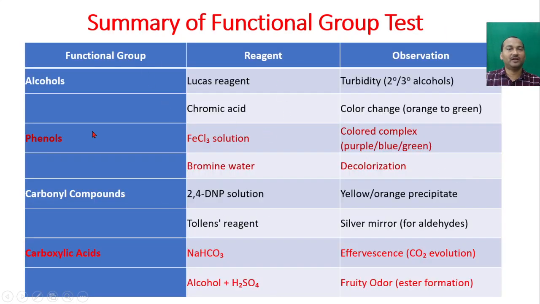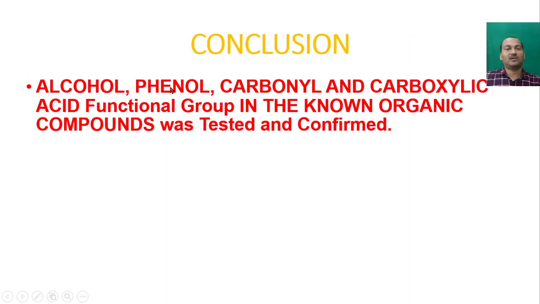So this is the summary. For alcohol you have to use Lucas reagent or chromic acid. For phenol you have to go for ferric chloride or bromine water. For carbonyl compounds you have to go for the 2,4-DNP test or the Tollens test. For carboxylic acid you have to go for sodium bicarbonate or alcohol and sulfuric acid. In conclusion, the alcohol, phenol, carbonyl and carboxylic acid functional groups in the known organic compound were tested and confirmed.